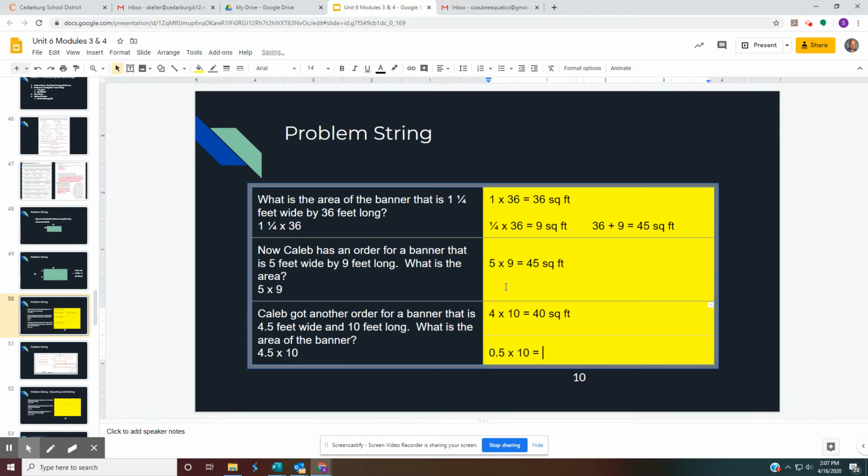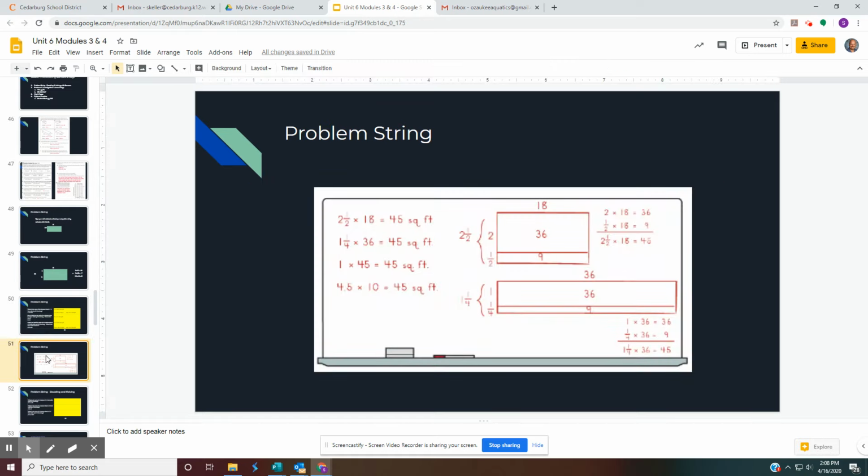So what is 0.5 times 10, or what is half of 10? Remember, when we're multiplying by a decimal, we just move our decimal point over one spot when we're multiplying by 10, right? We move it to the right when we multiply, we move it to the left when we divide. So half of 10, or 0.5 times 10, is 5 square feet, which then again, we like adding the above array to the bottom array, which we have to do here. We get a final total of 40 plus 5 equals 45 square feet. Cool, huh? All right, so let's take a look at those answers.